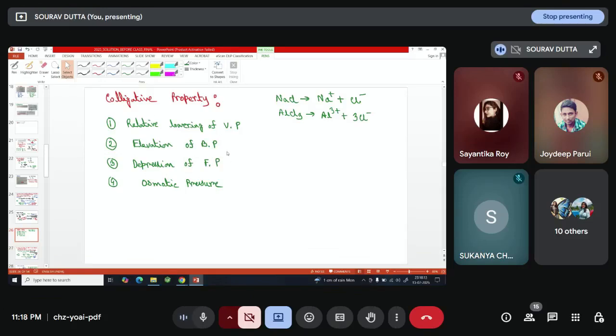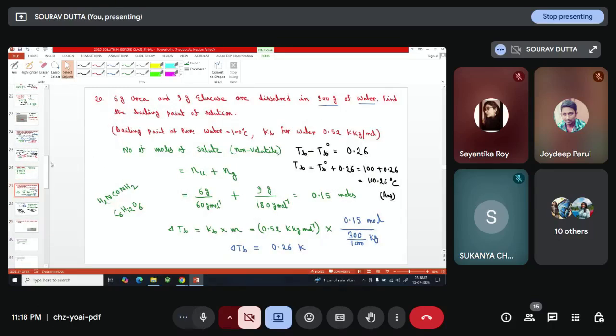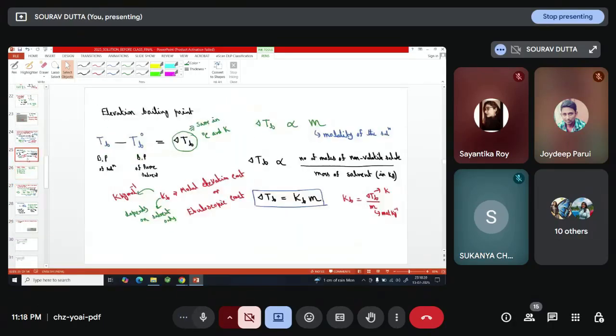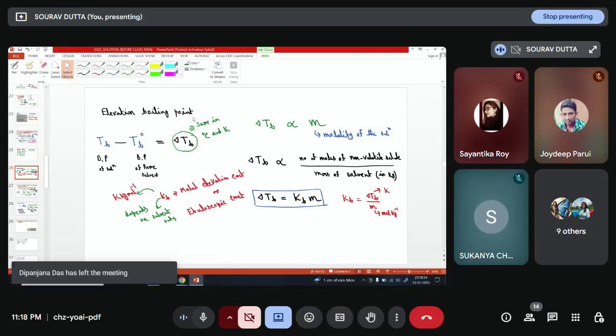Now we move into the elevation of boiling point. At first we will learn the concept. What is the elevation of boiling point? If you add some solute molecules in your corresponding solvent, then the boiling point of the solution will be higher with respect to the boiling point of the pure solvent.